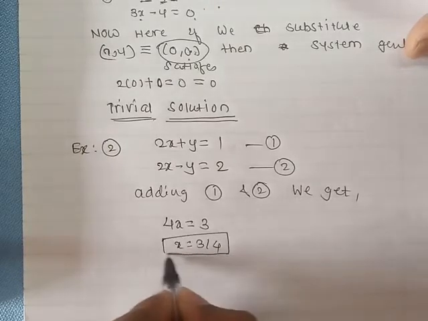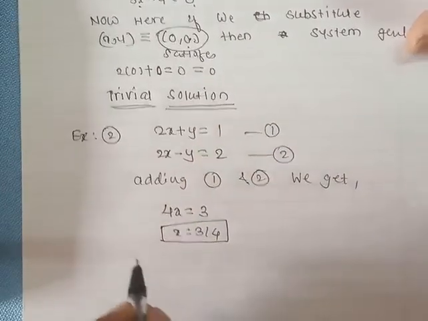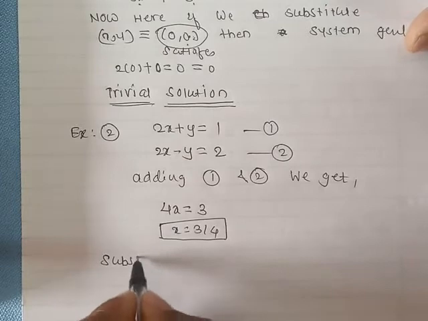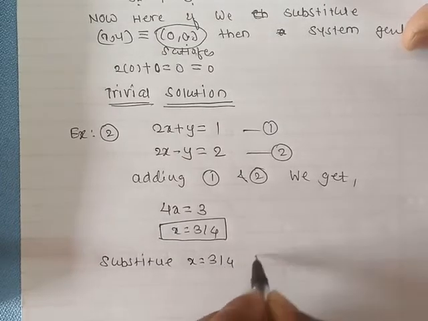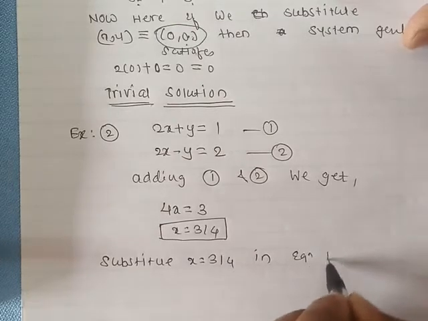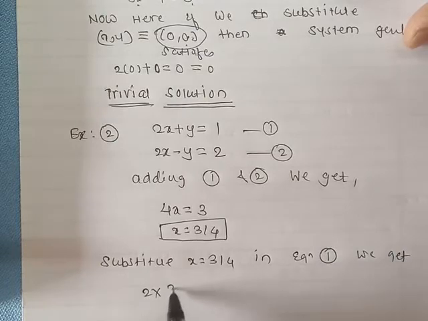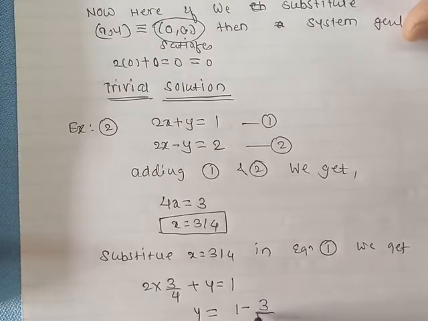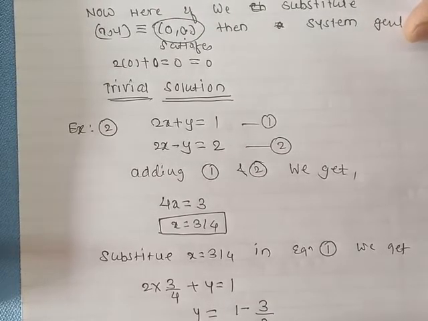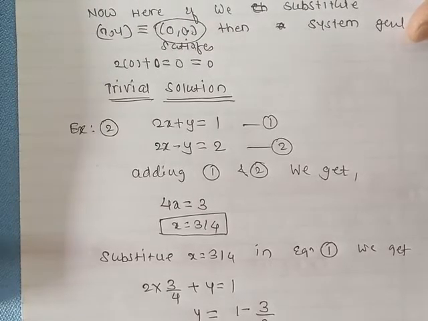Now substitute x equal to 3 by 4 in any one of these equations. Substituting x is equal to 3 by 4 in, suppose, equation 1, we get 2 into 3 by 4 plus y is equal to 1. Y is equal to 1 minus 3 by 2. So y is equal to 2 minus 3 upon 2, so y is equal to minus 1 by 2.